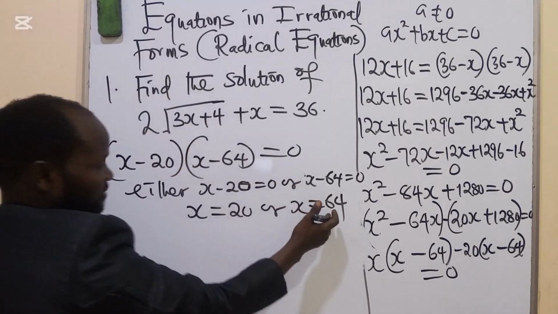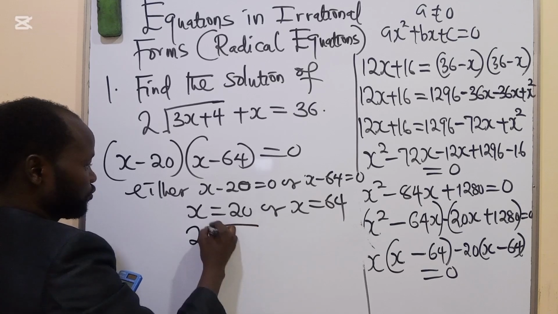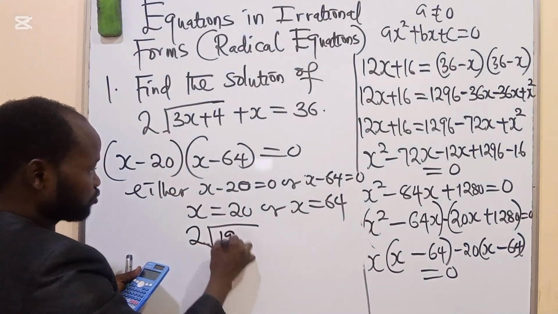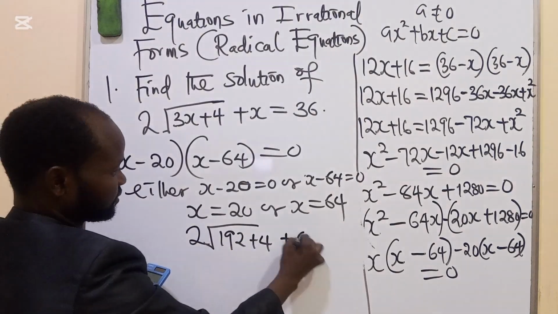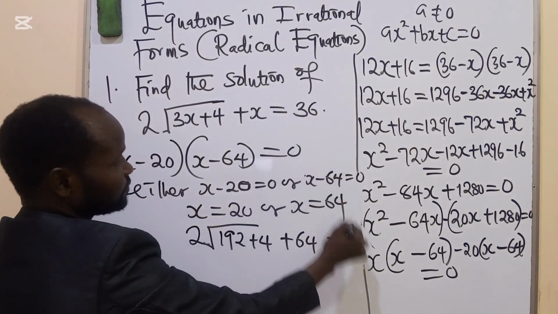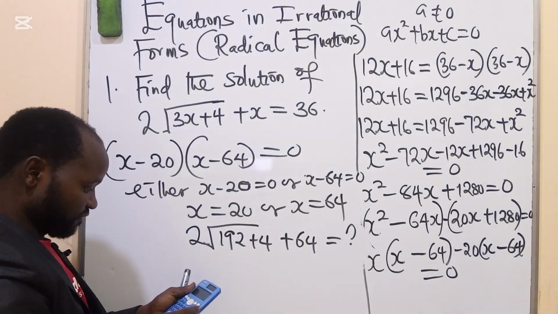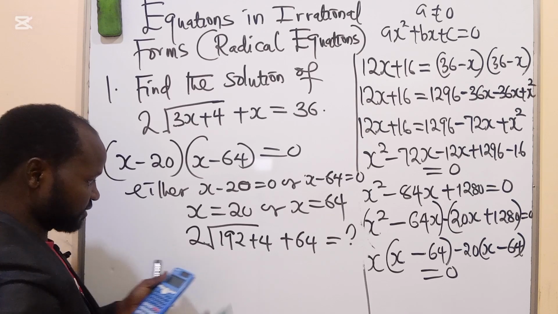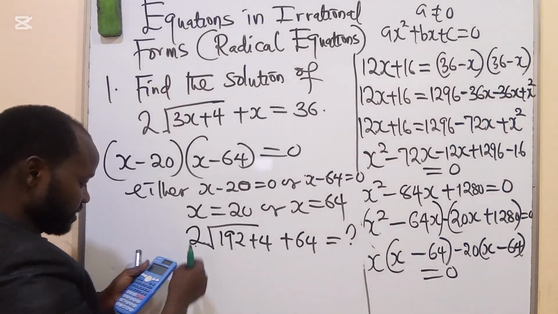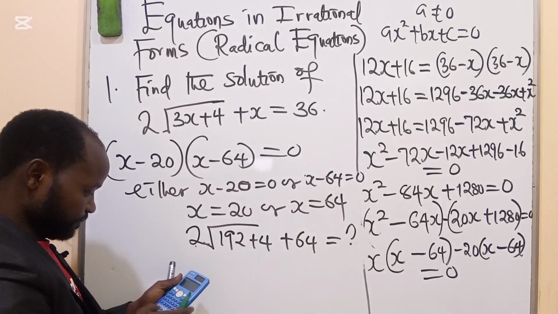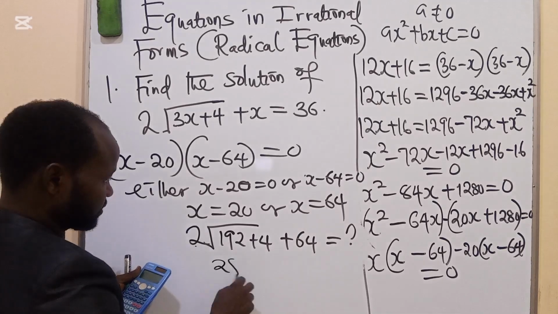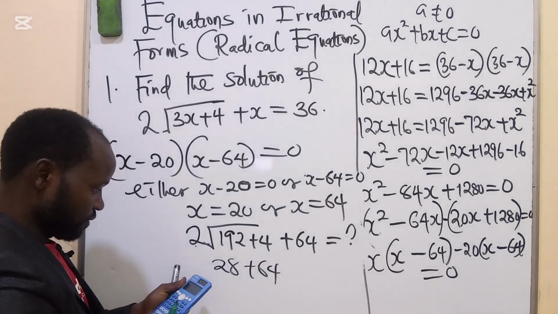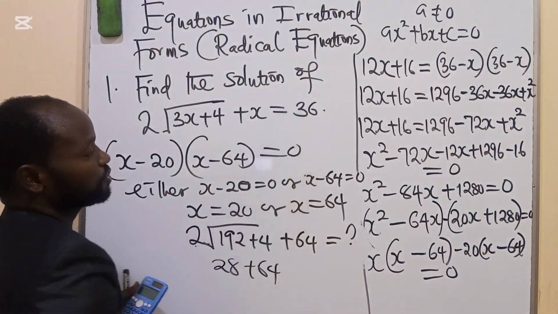When x is 64, let's see, it will be 2 square root of 3 times 64, that will be 192, plus 4, plus 64. Is it equal to 36? 192 plus 4, that's 196. Square root of 196 is 14. 14 times 2 is 28. 28 plus 64 is 92. 92 is not equal to 36.